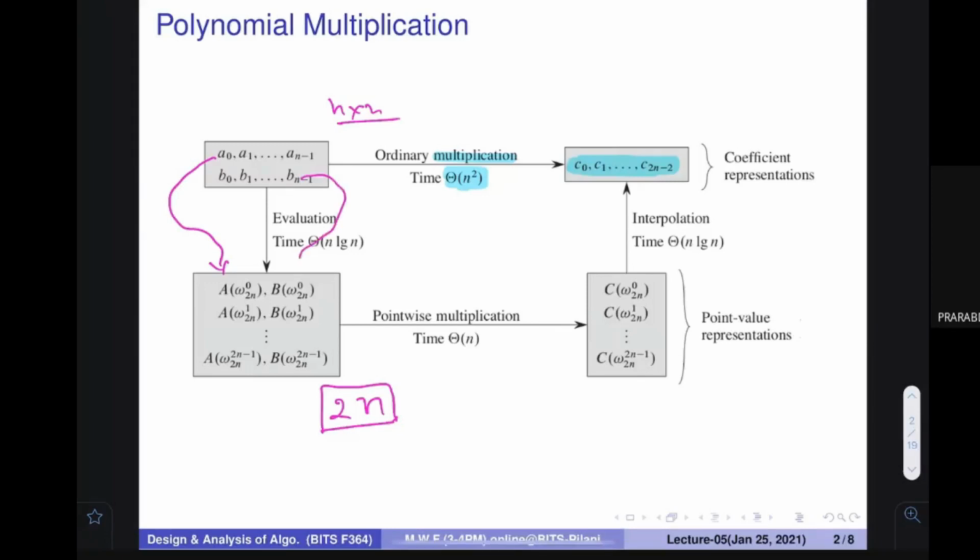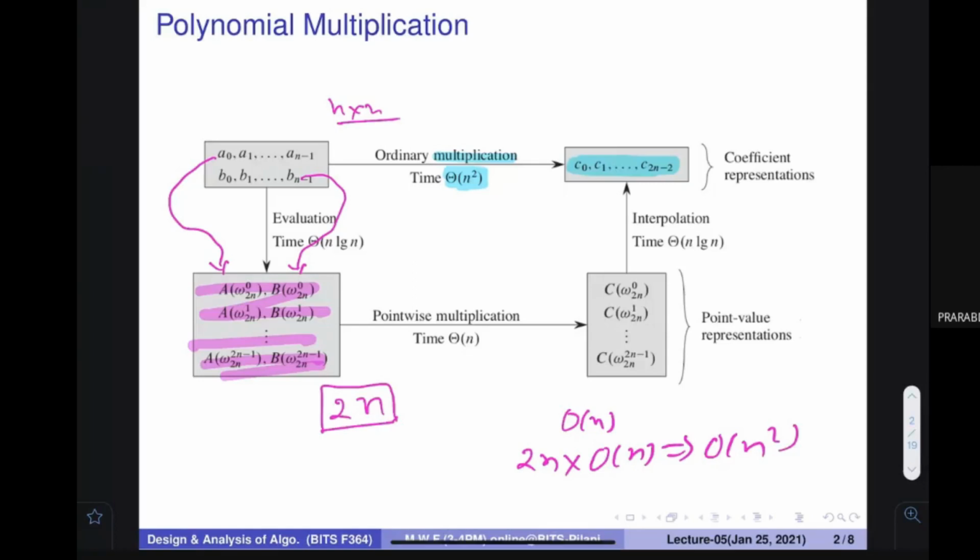How much time was needed? We have seen that a single conversion takes order of n time. 2n points are needed, so 2n multiplied by order of n is going to take order of n square time. Everybody is with me? But today in this class we are going to see a method that can take only n log n time. So what is that method?